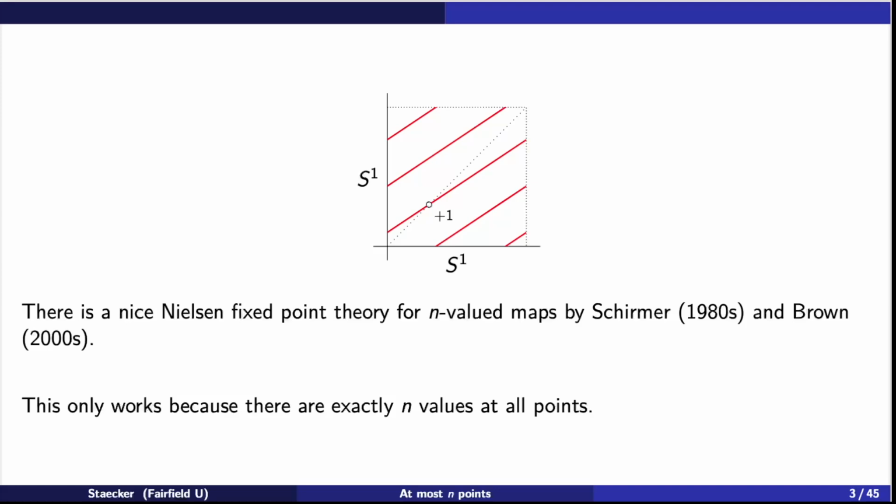If you can imagine there were fewer than n values at certain points, maybe because these red lines cross and they make one point, which is kind of like a double, then it's not obvious what the fixed point index should be at such a point. So there's problems if you have fewer than n, but if it's exactly n values all the time, no problem.